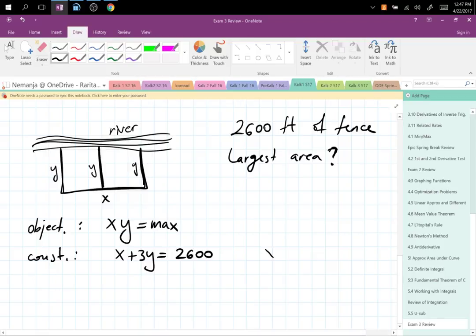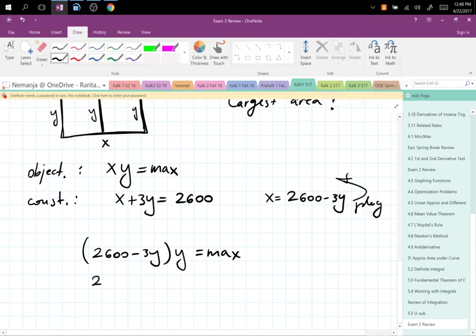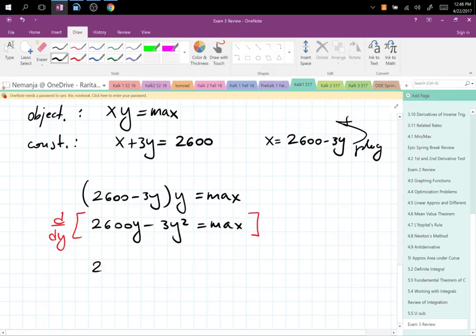At this point, I solve x equals 2,600 minus 3y. And I plug that into the upper equation. So I have 2,600 minus 3y, which was x, times y equals a max. That gives me 2,600y minus 3y squared is equal to a max. And now we are ready to differentiate d dy, because y is the main variable for the time being. That's going to be 2,600 minus 6y equals 0, because the derivative of a max is 0. That max is the area, which is a number, and when you differentiate that, you get 0.